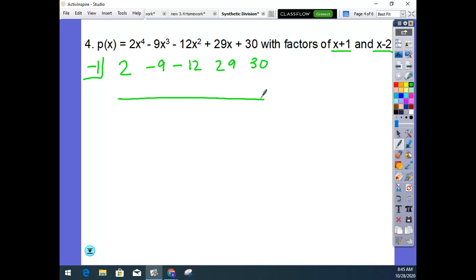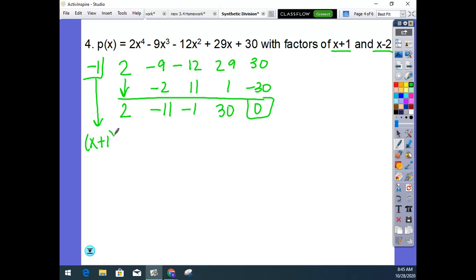Do your synthetic. So here's one of my factors. Now, when we put our x's back in, you might want to watch this next part if you've not done this, because you might not have enough space. So just kind of watch me for a minute.